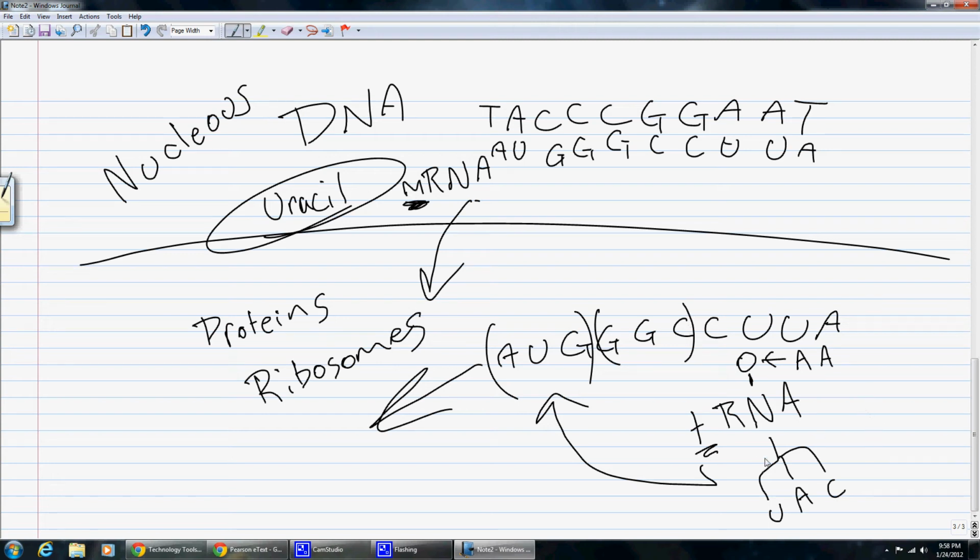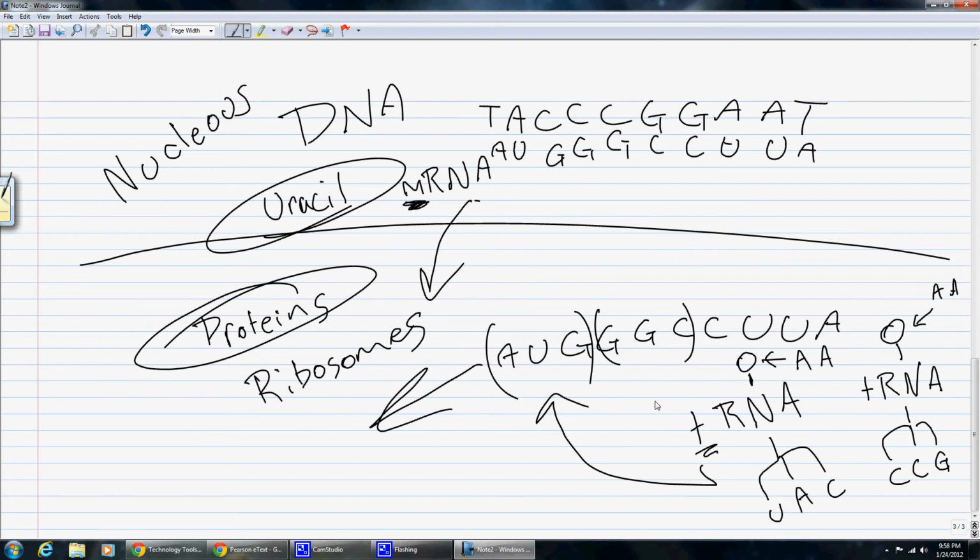Well, another tRNA comes right after, and it has the matching sequence for that. Now again, it's not going to be GGC again. Remember, it has to be the opposite so it can lock into place. And so it's going to have a CCG. And it also has a specific amino acid, and it drops that one off. And so this code keeps going, and it keeps locking all these amino acids together, eventually creating a protein.